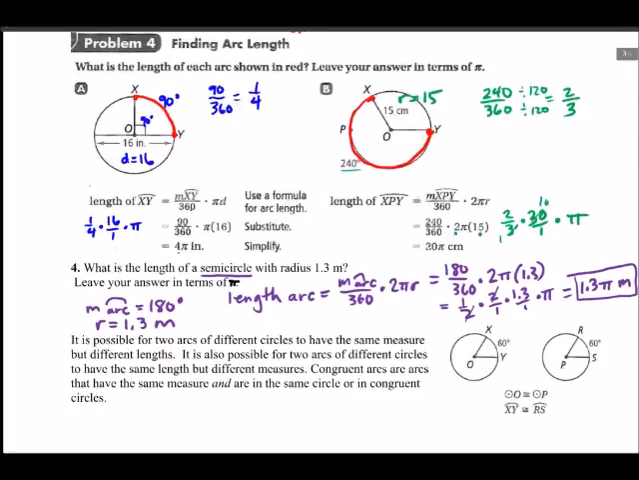All right, let's look at this last concept here. It says, it is possible for two arcs in different circles to have the same measure, but different lengths. Now, what does that mean to us? So, let's imagine that we have a small circle and a big circle, and we want our arcs to have the same measure but different lengths. Same angle but different length.